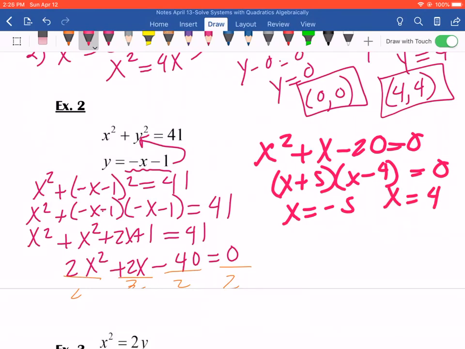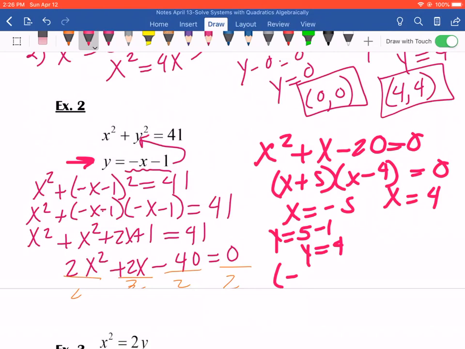So now I want to figure out what my corresponding y value is. So once again, we're going to take our x values and plug them back into one of our equations to find the corresponding y. You need to go ahead and plug it back into this linear function because it's the easiest thing to do. So here, if I have y is equal to negative 5, that makes that 5 positive, minus 1, I find out that y is equal to 4.